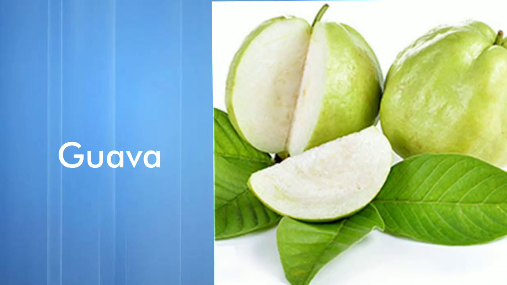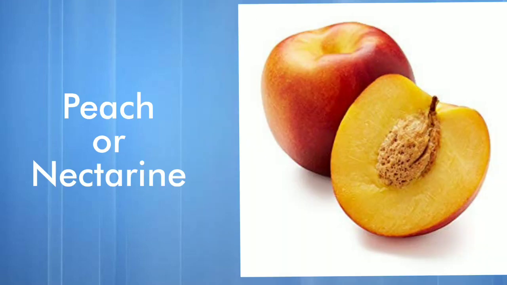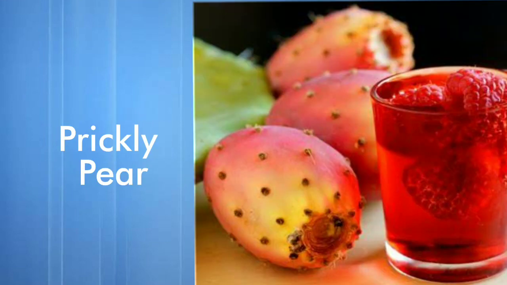Next we have guava. It's a guava. What is it? Next we have pear. It's a pear. What is it? Peach or nectarine. Nectarine is used outside India. So you can say peach also. What is it? It's a peach.